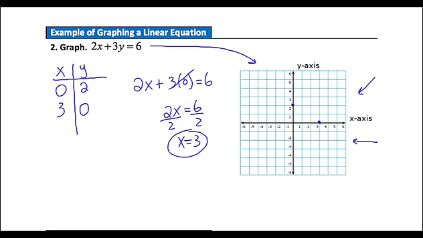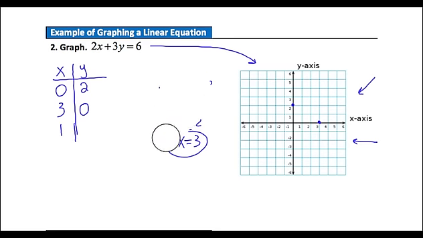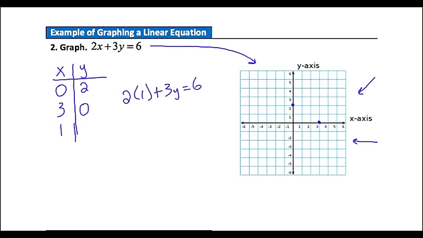And so maybe I'll just try, let's see, x is 1. Just come up with that value, still staying on my number line. 1 is an easy number to check. So I'm going to put a value of 1 in there. Let's see, so then I have 2 times 1 plus 3y equals 6. Okay, so 2 plus 3y equals 6. Subtract 2 from each side. 3y equals 4. Divide by 3.